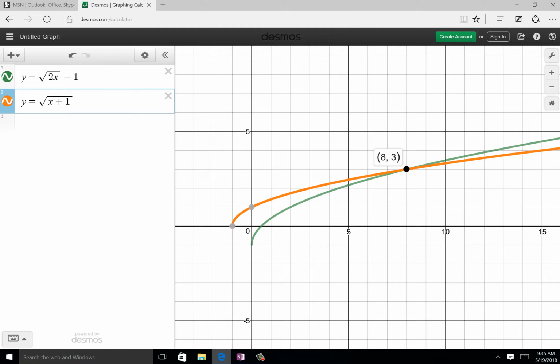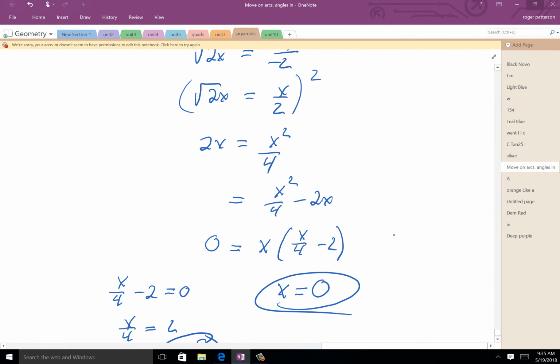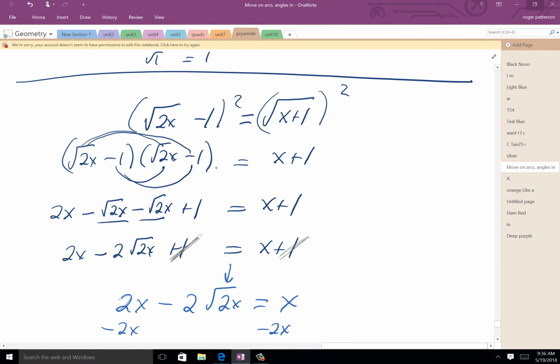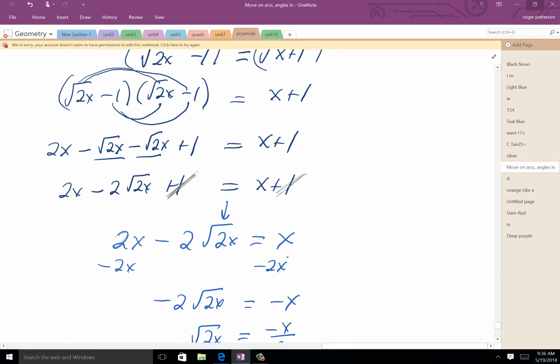So I did all that work and came up with one solution that works and one that doesn't. So when there's a radical on both sides, it just gets a little bit more complicated, quite a bit more work. Here we square both sides, get rid of one of the radicals. We've got to get rid of one of them. Okay, FOIL, simplify, move things over.